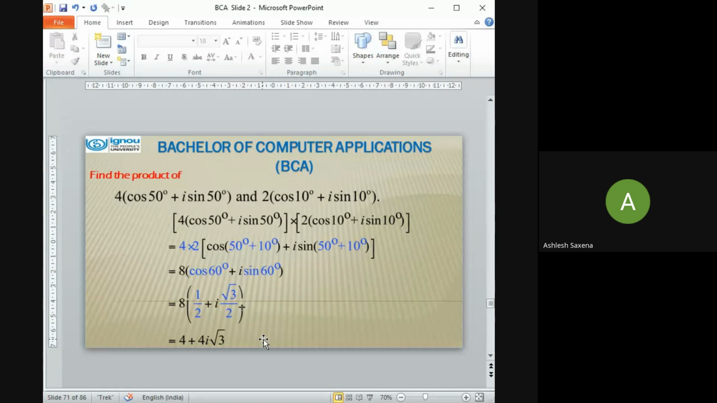Now we're coming back to the problem. Now we have 8 into 1 by 2 plus iota root 3 by 2. Take 2 common, and you will have 4 into 1 plus iota root 3, which is equal to 4 plus 4 iota root 3. Okay.